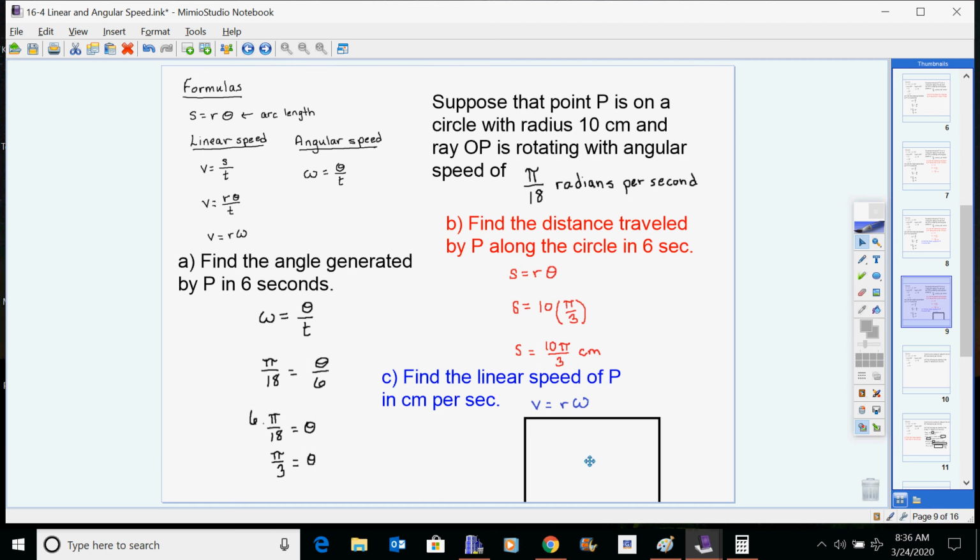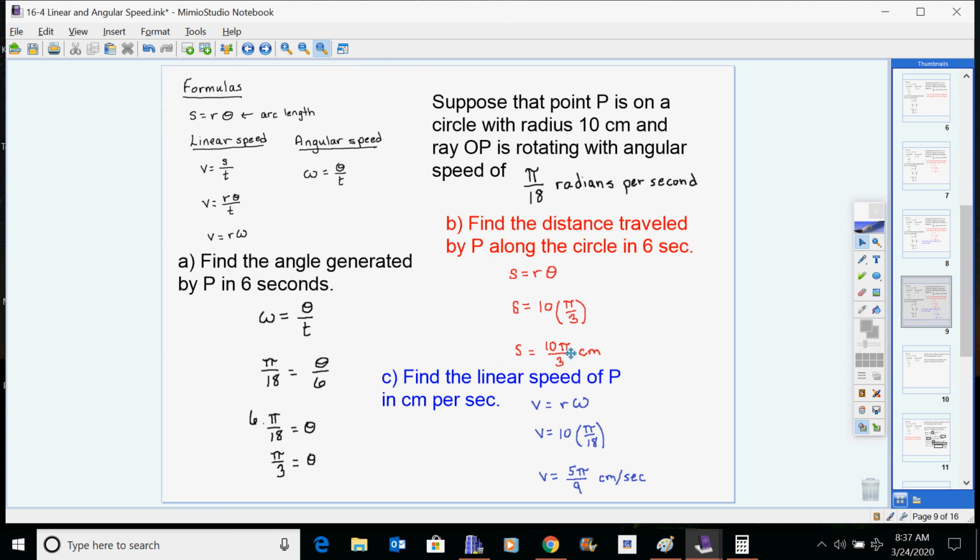Yes, you could divide that out by time, but you can also do this: 10 times pi over 18. And that will give you 5/9 when you reduce it, 5/9 pi centimeters per second. And that's how far it would be going every second as it passes around that circle, and how far the actual travel would be along the edge. All right, so we've got all of these things happening. You can use your formulas for this.